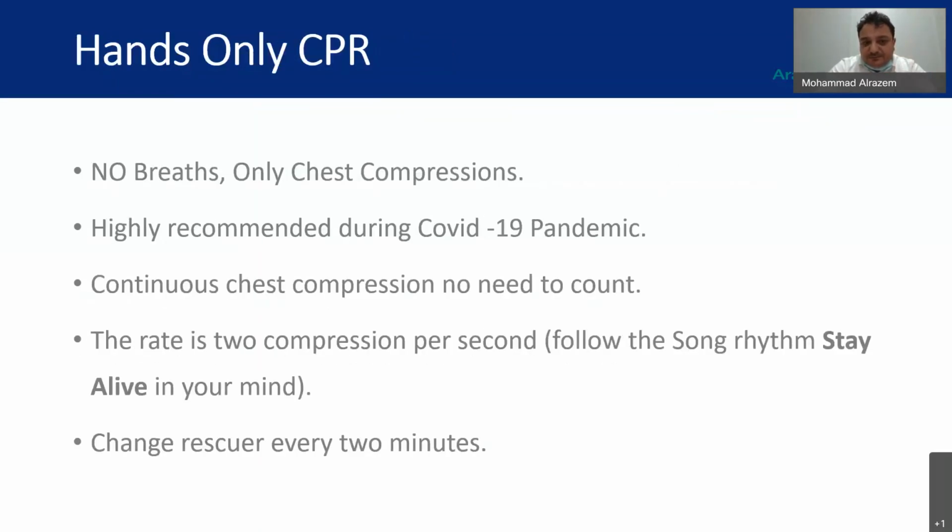Now, as I told you, no breath, only chest compression. Highly recommended during the COVID-19 pandemic. Continuous chest compression, no need to count. The rate is 2 compressions per second, follow the song rhythm. And of course, change rescuer every 2 minutes. So no need to give rescue breath. Just do this until the emergency team comes.